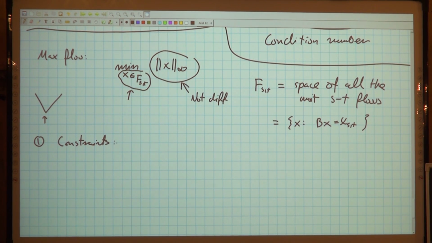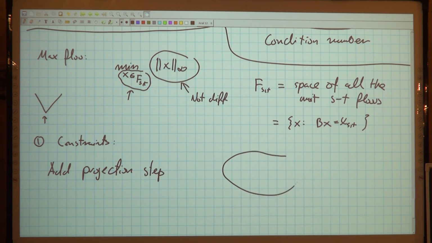Well, we already know from the previous lecture what to do with constraints. You essentially add a projection step. So if you have your set and you take the step according to the gradient update, then in the end you find the point that is the closest in the feasible space, and that's your new point.